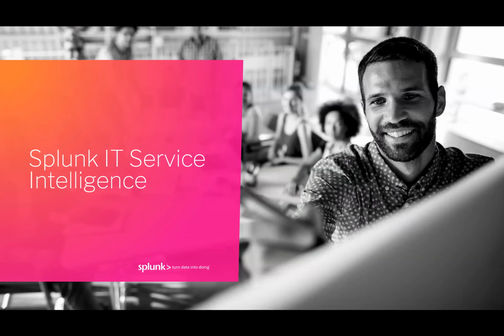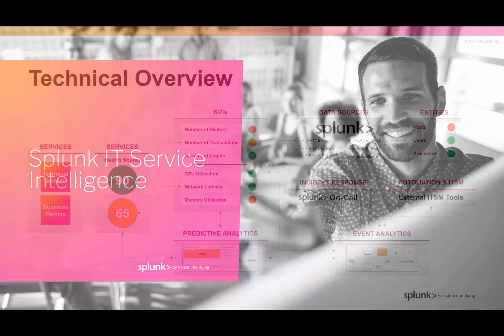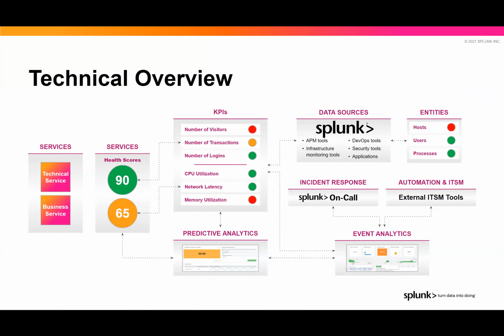Quickly here, like ITSI, basically, as everyone knows, it's a technical view. How does it work? There's the technical service and the business service. It's split. And you define services, and within these services you define KPIs. These KPIs are responsible to represent the health score of each service.